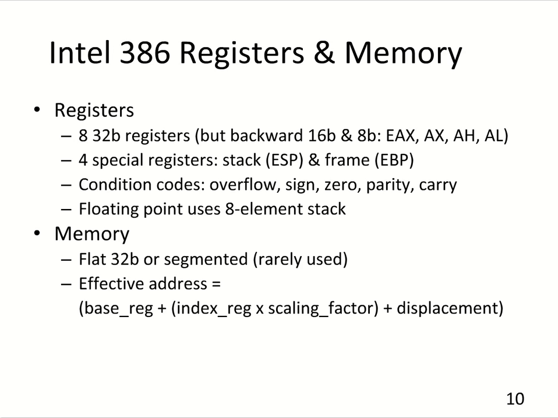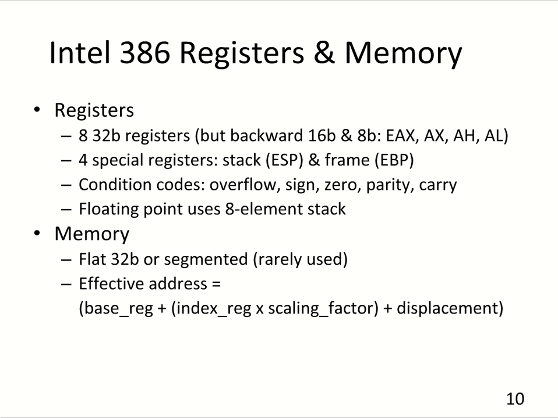The instruction set does include condition codes for overflow, sign, zero, parity, and carry. And the floating point unit uses an 8-element stack. So rather than using explicitly named registers, you refer to registers that are in the stack. The destination register for floating point operations is typically just the top of the stack, implicitly, without having to specify that separately. The memory is a flat 32-bit address space, or there are also some modes for segmenting it that are rarely used, that are more legacy from previous versions of the ISA.